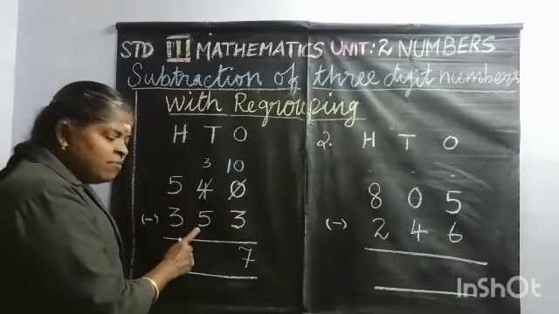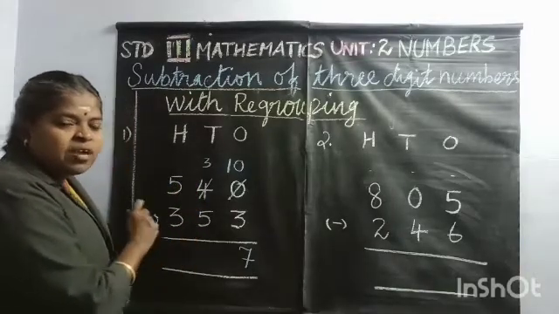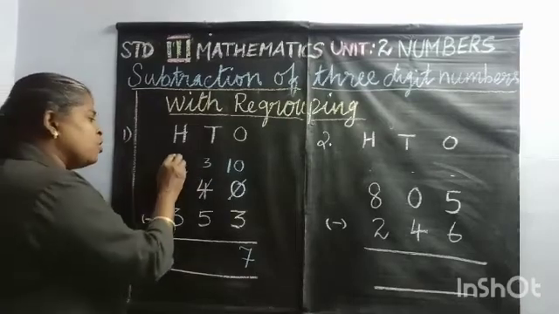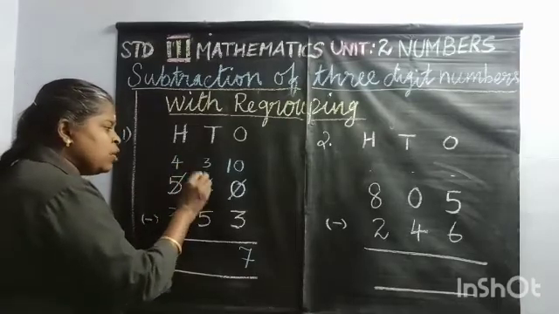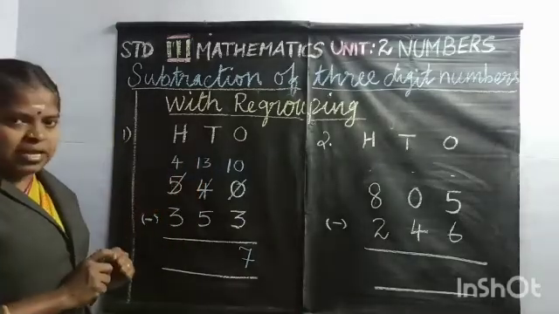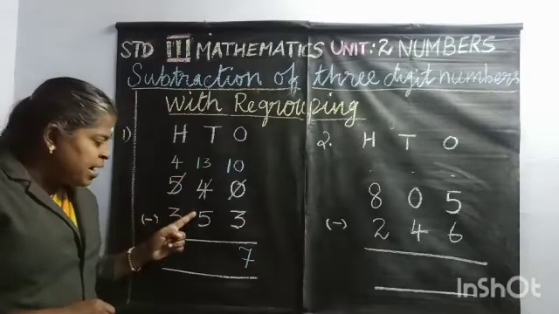Next 3, can we subtract 5? No. What do we have to do? We have to borrow from the hundreds place. So here 4, we are giving 1. So here 13 tens are there. 13 tens are there. So, 13 minus 5.